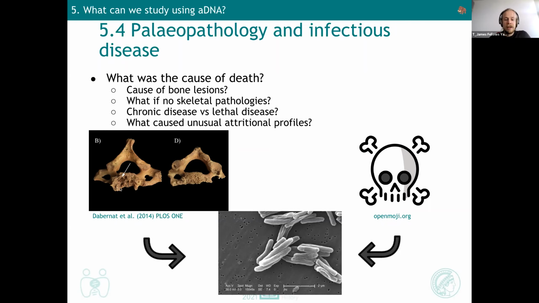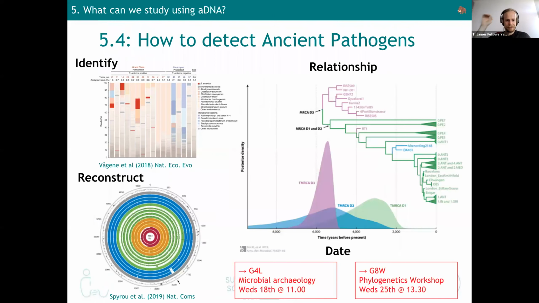Also, bone lesions suggest long-term or chronic disease, so it doesn't necessarily mean that the individual died from that particular pathology. And there are these questions: what about lethal infectious diseases, where you die immediately, so there's not enough time for skeletal signs to develop? But also, what about infectious diseases that don't affect the skeleton at all? And this is where ancient DNA comes in, because we can use it to identify the specific species of microbe that may have caused the specific disease or even killed the individual.